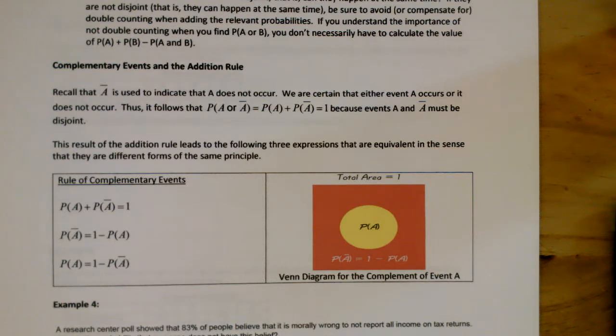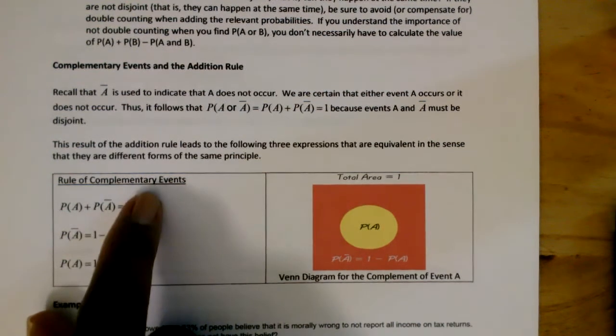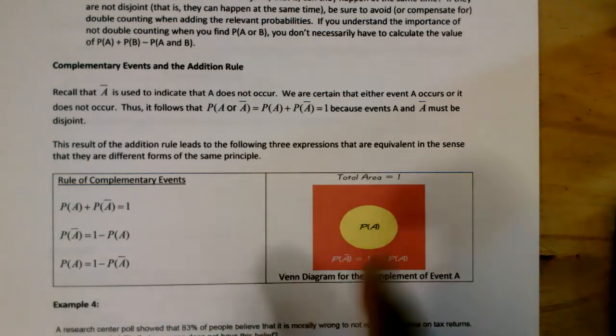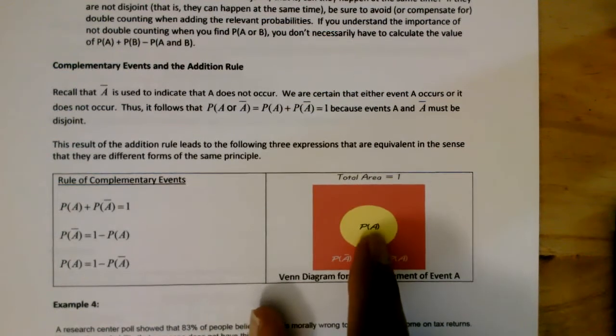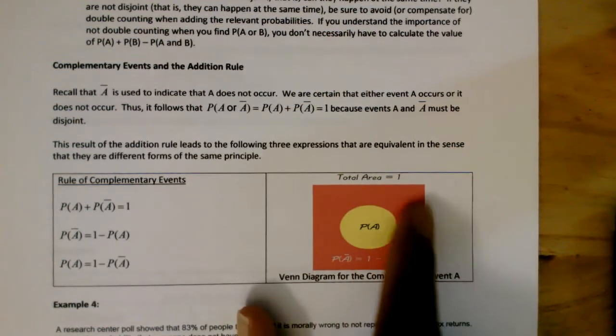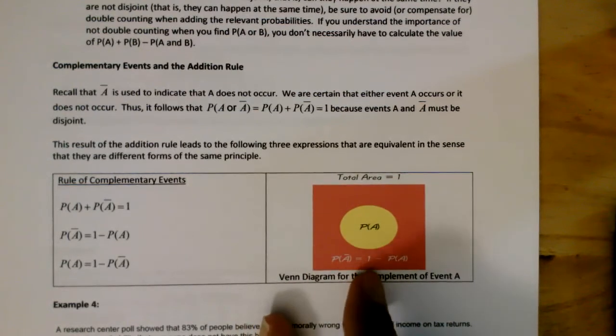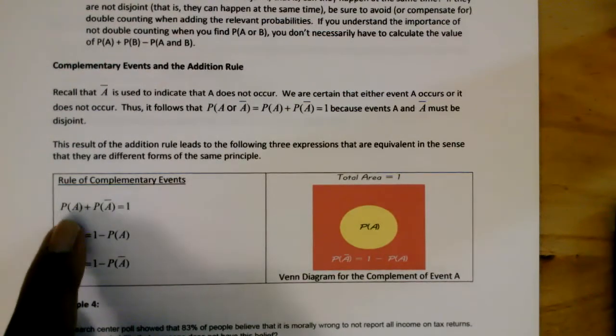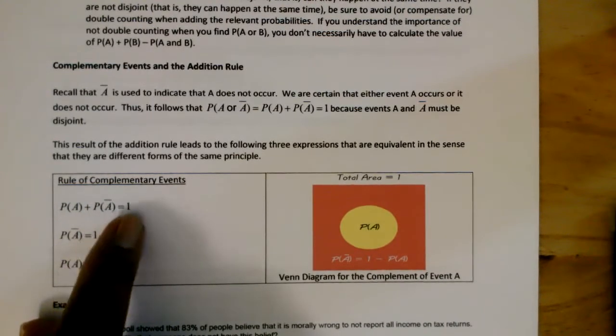This result of the addition rule leads to the following 3 expressions that are equivalent in the same sense that they are different forms of the same principle. So on the left, you'll see the rule for complementary events. The illustrations in this Venn diagram here. In the yellow circle, that's the probability of event A. The shaded area in red, that represents the probability of A complement, which is actually 1 minus the probability of event A. Okay, and the rule for complementary events states here, the probability of A plus the probability of A complement is going to be equal to 1.